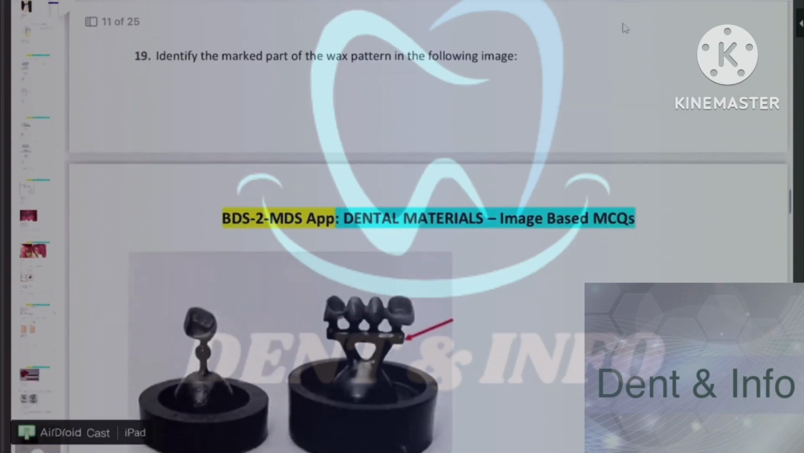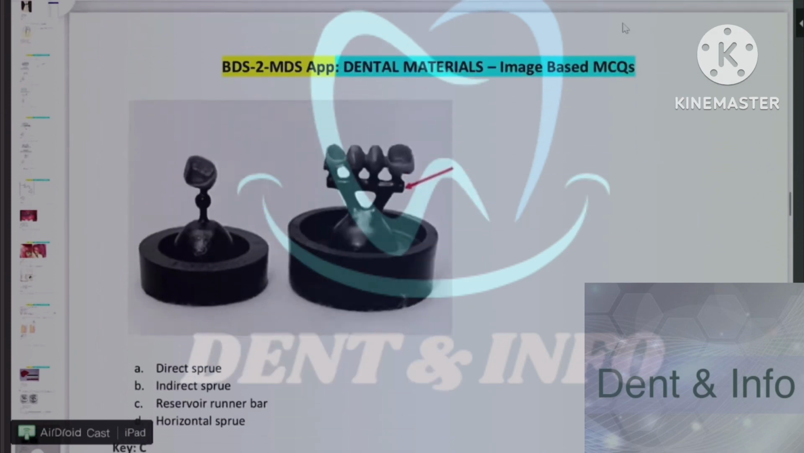Identify the marked part of the wax pattern in the following. What is this part? Reservoir runner bar. This bar is acting as a reservoir for all the wax patterns.